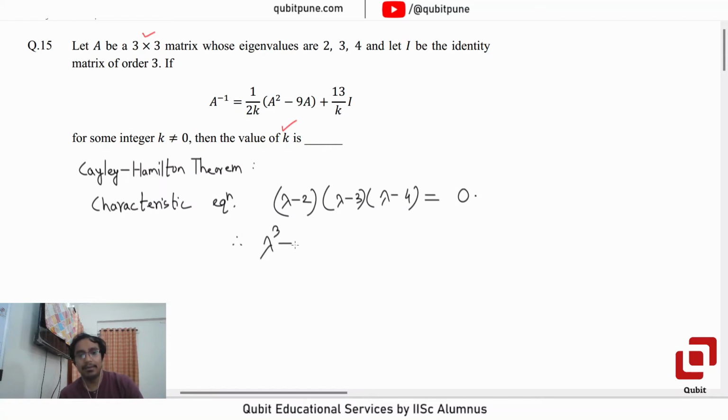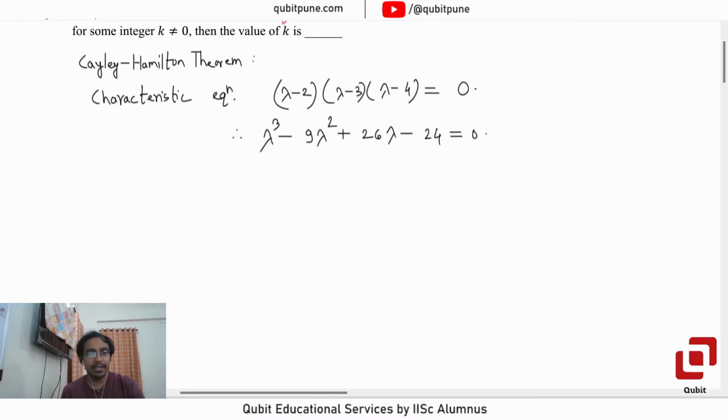So we will get lambda cube minus the sum of them, 9 lambda squared, plus the sum of the products taken 2 at a time: 3 into 2 is 6, 3 into 4 is 12, 4 into 2 is 8. How much will that be? 26, right? 26 lambda minus the determinant, the product, 24, equal to 0.